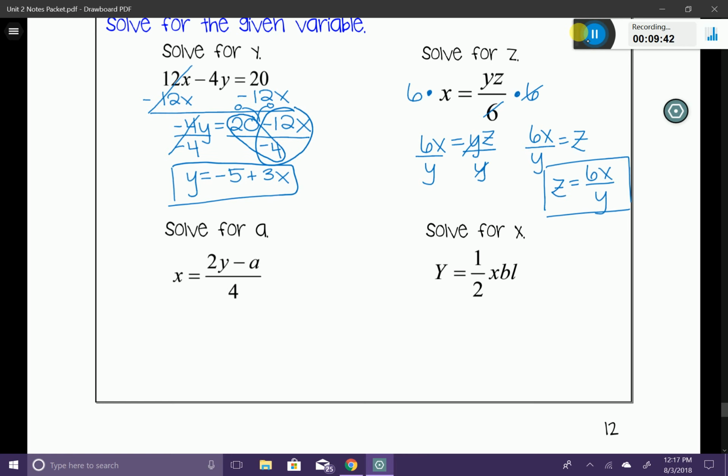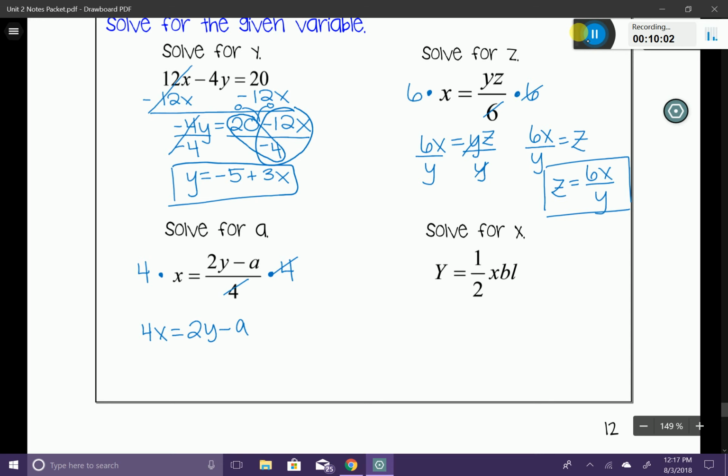All right, couple more to practice here. Let's go ahead and solve for a in this one. I'm going to go ahead and get rid of that denominator. Am I emphasizing that elimination of the denominator enough here? I hope so. So that's going to leave me with 4x is equal to, my 4's are going to eliminate. I'll be left with 2y minus a.